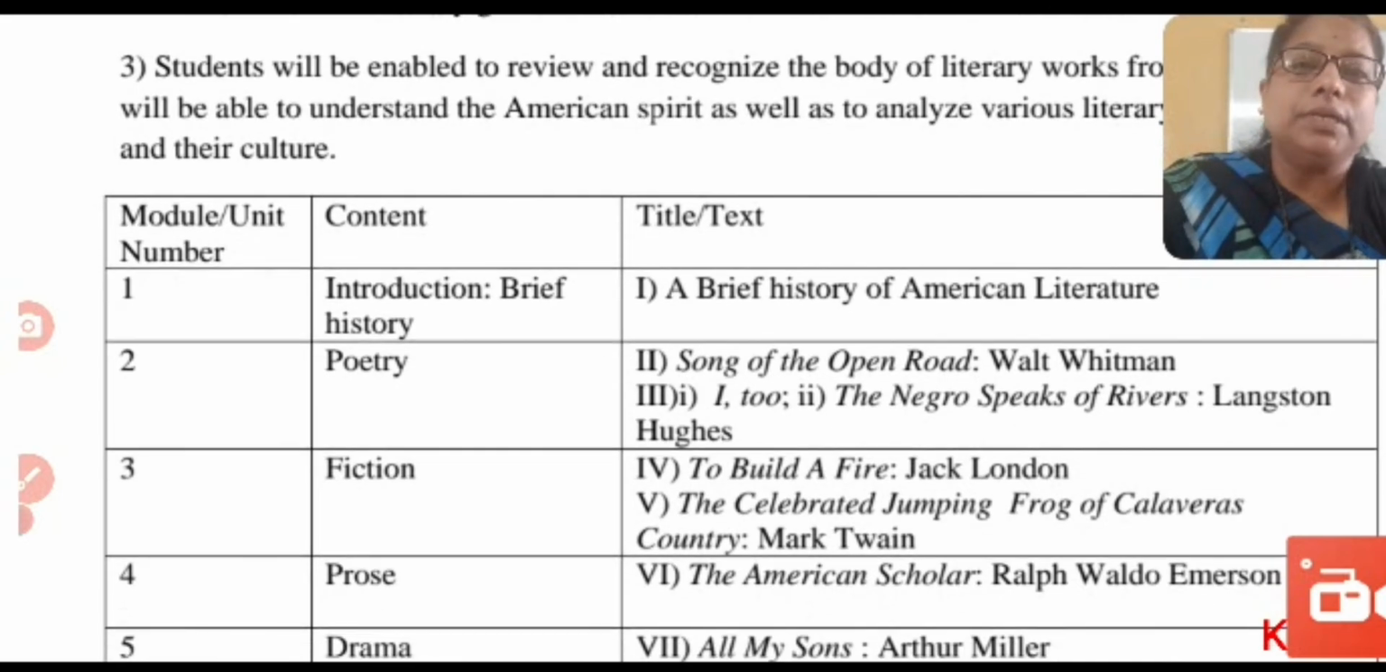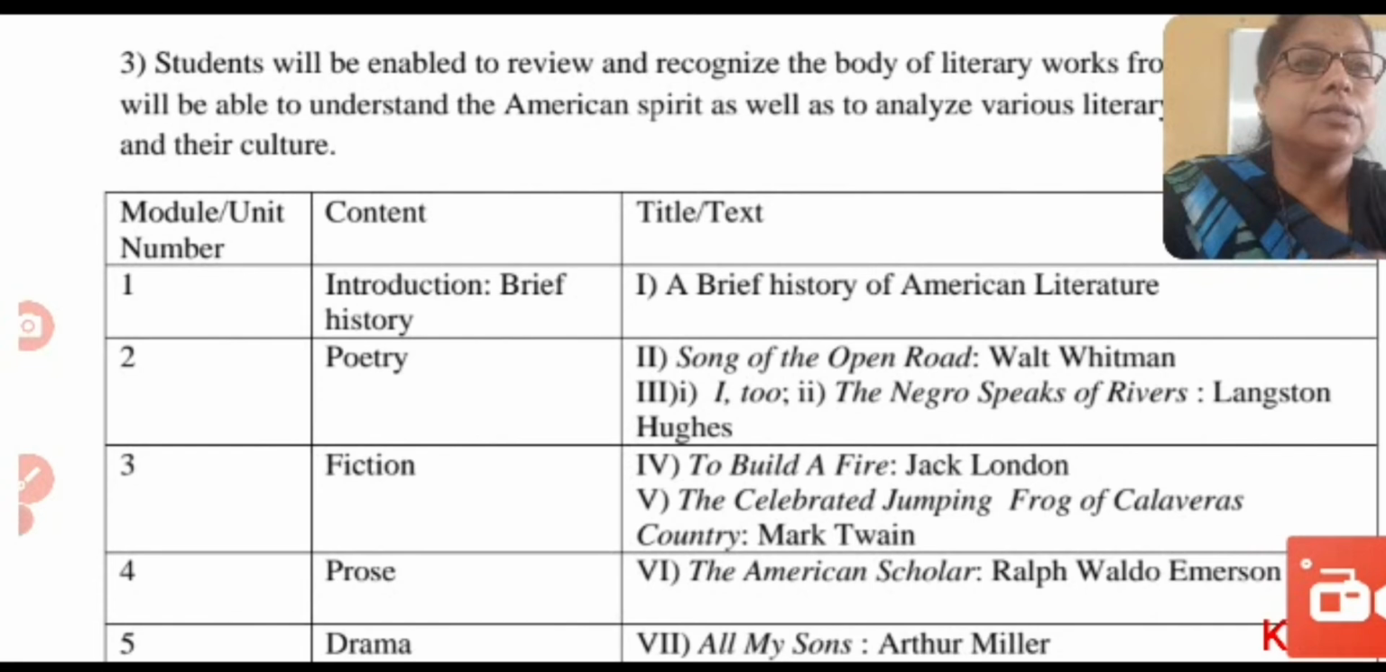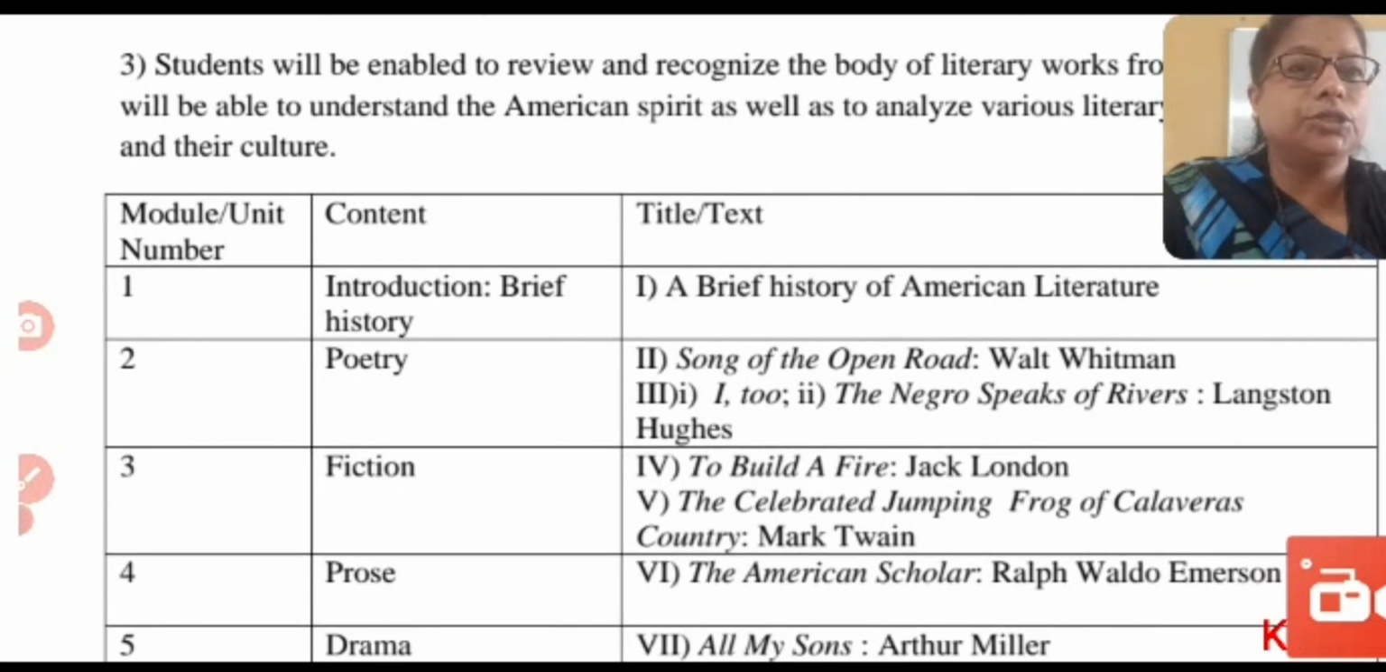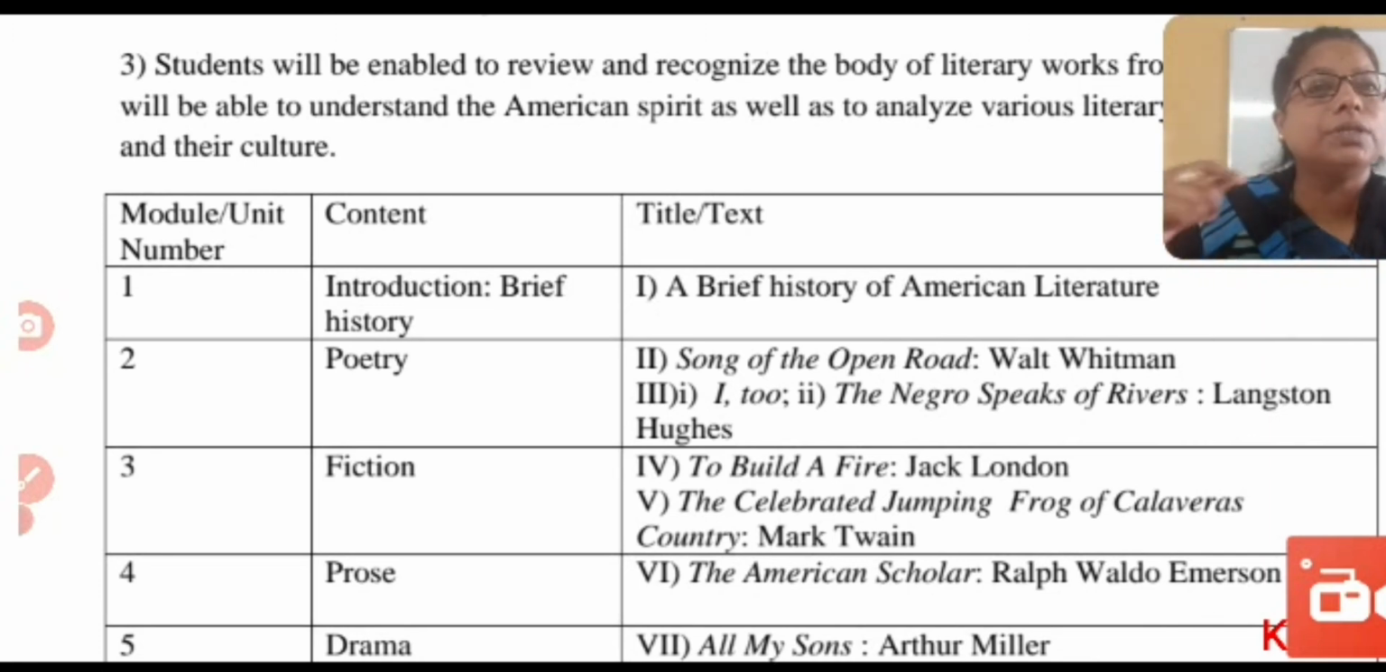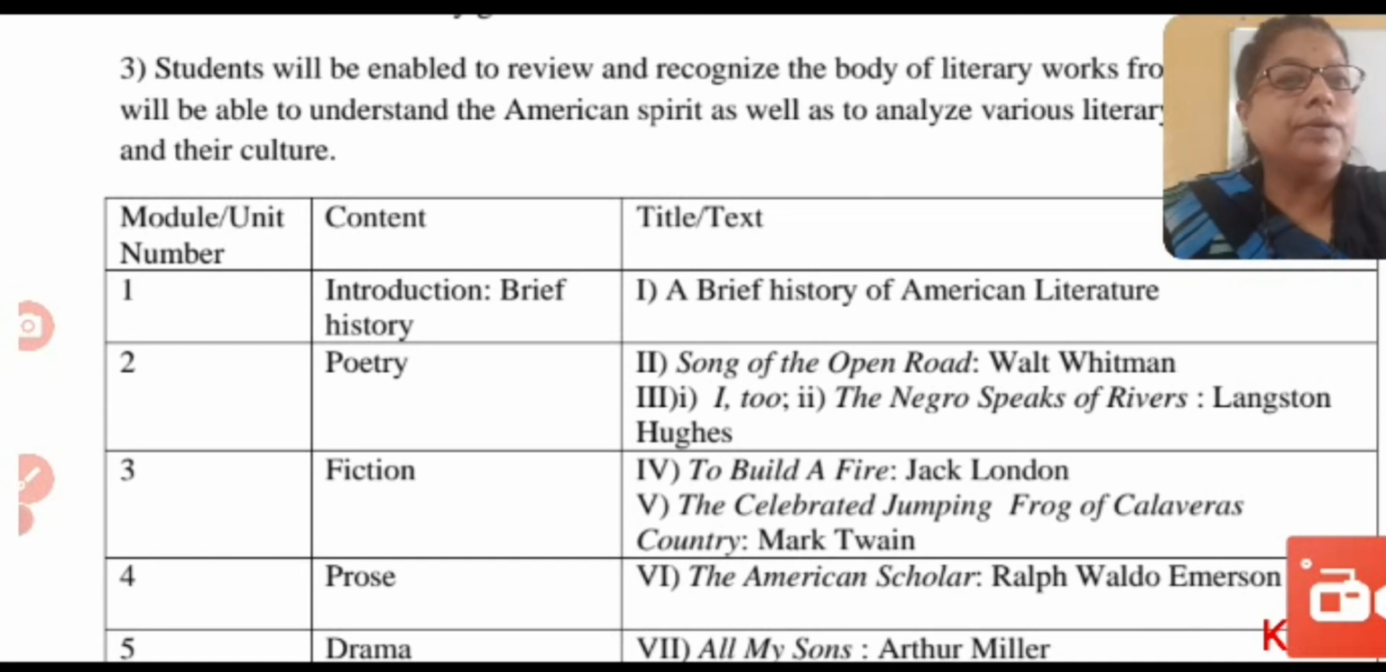As far as the syllabus units are concerned, there are 5 modules or units, and the first one is introduction, the brief history of American literature. In this unit, we will try to trace the history of American literature. The second unit is poetry, and there are 2 poets that we are going to study. The first one is Walt Whitman, the great American poet. Song of the Road is the title of Walt Whitman's poem. Then in the second unit, there are 2 poems by a great Afro-American poet, a black American poet, Langston Hughes. The first poem by Langston Hughes that we are going to study is I Too. And the second poem is The Negro Speaks of Rivers.